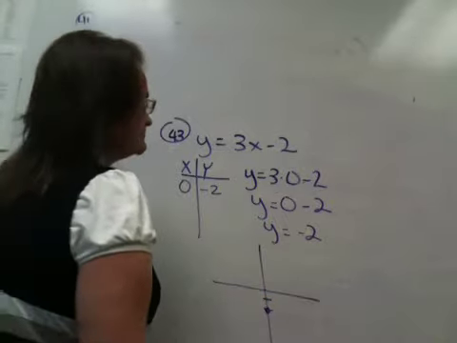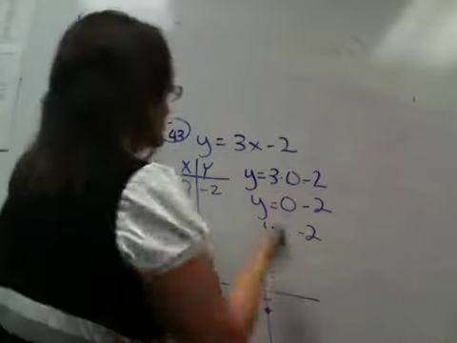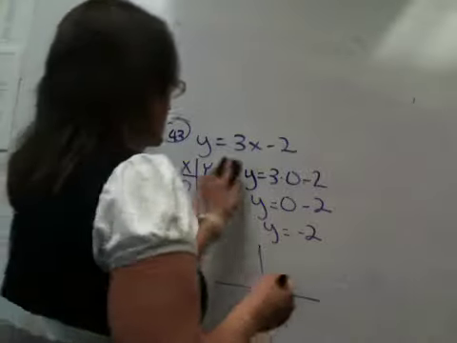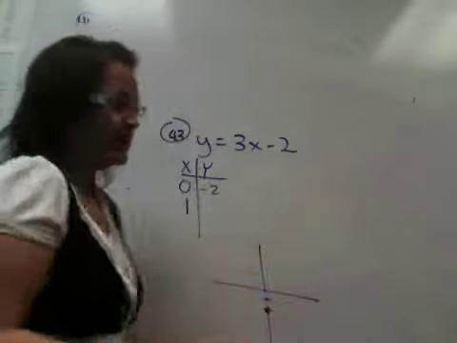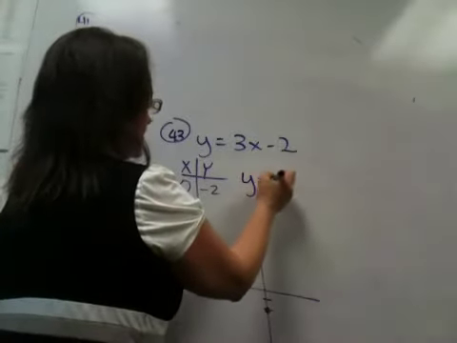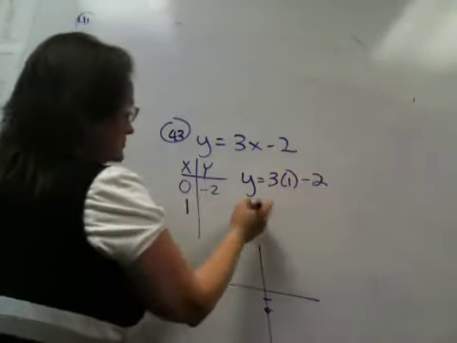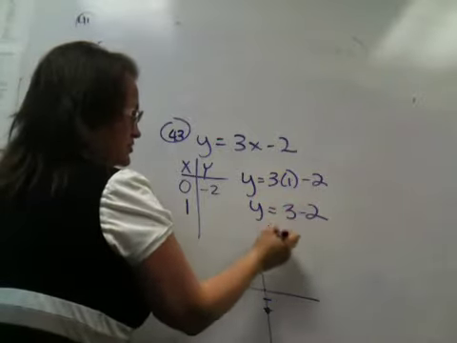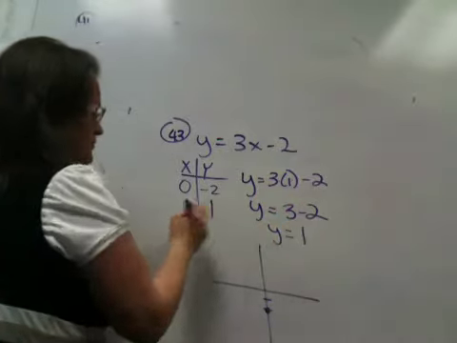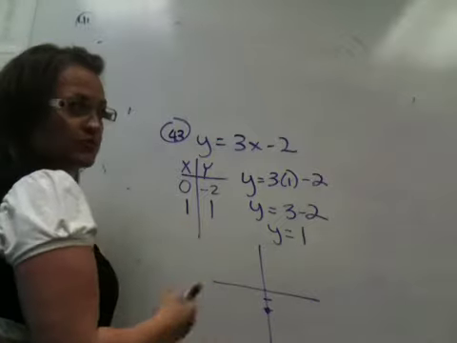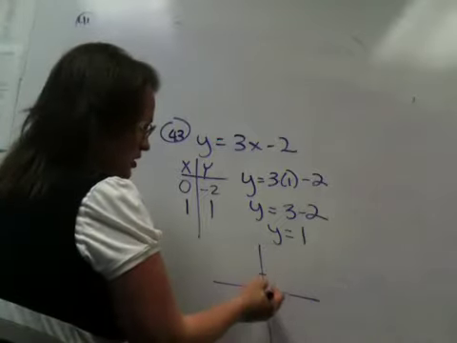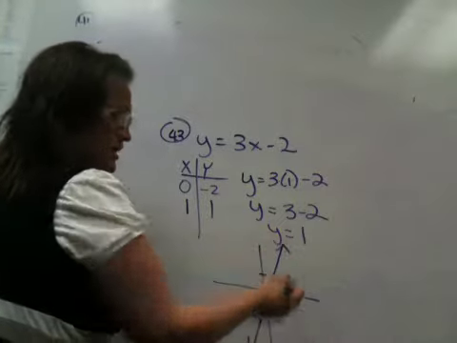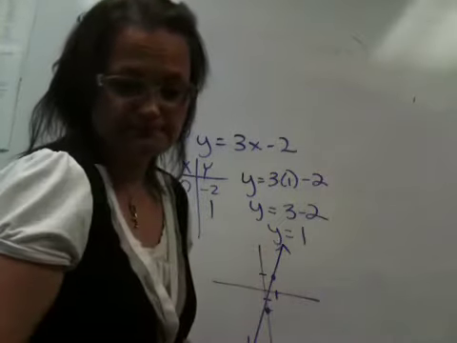So 0 for x, negative 2 for y. Plot that point. So you need another point. So let's plug something else in for x. Say 1. Do the process again. We could do this all day, plug in different values for x. y will be 3 times 1, 3, minus 2, or 1. So when x is 1, we got an output of y is 1. So over 1, up 1. And then you can connect those dots, and that should make the graph of your line.